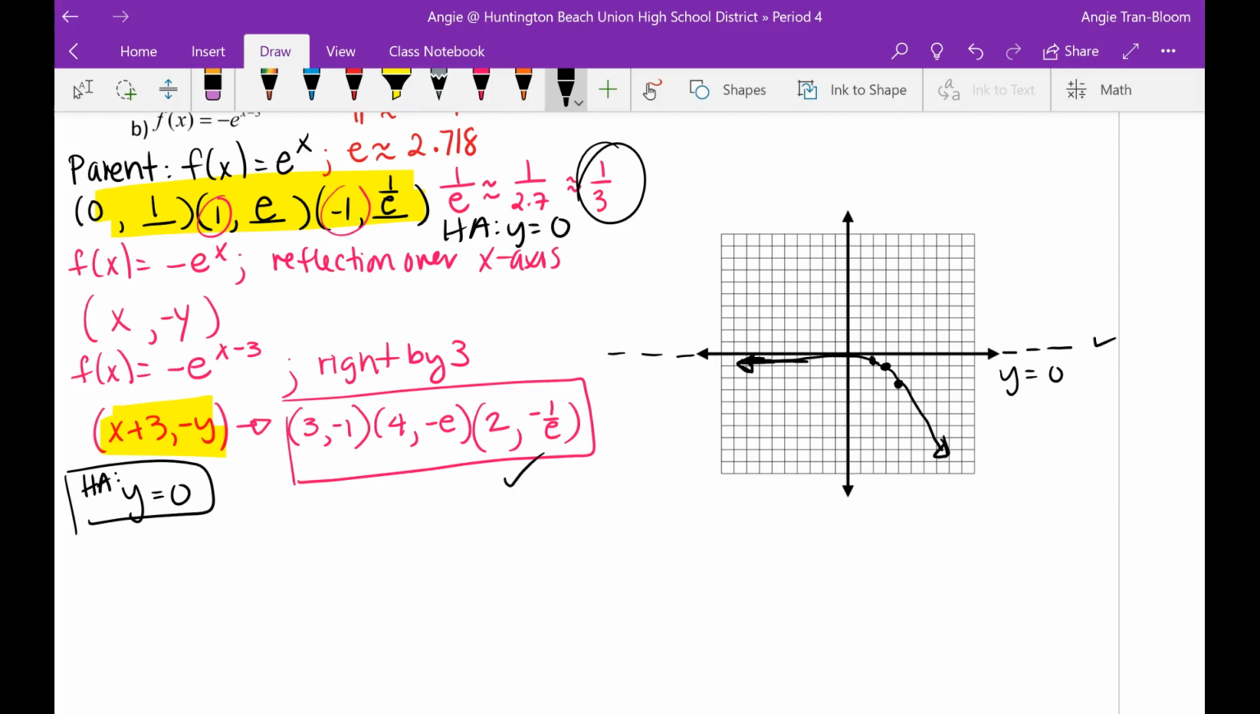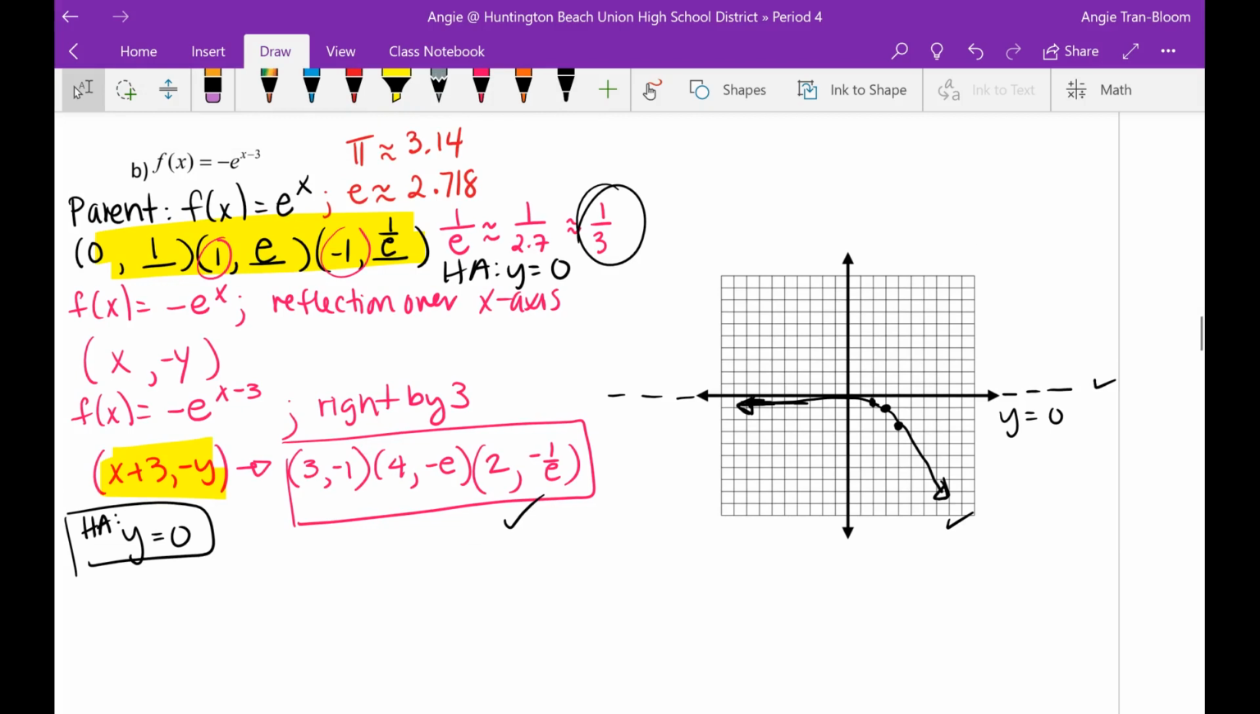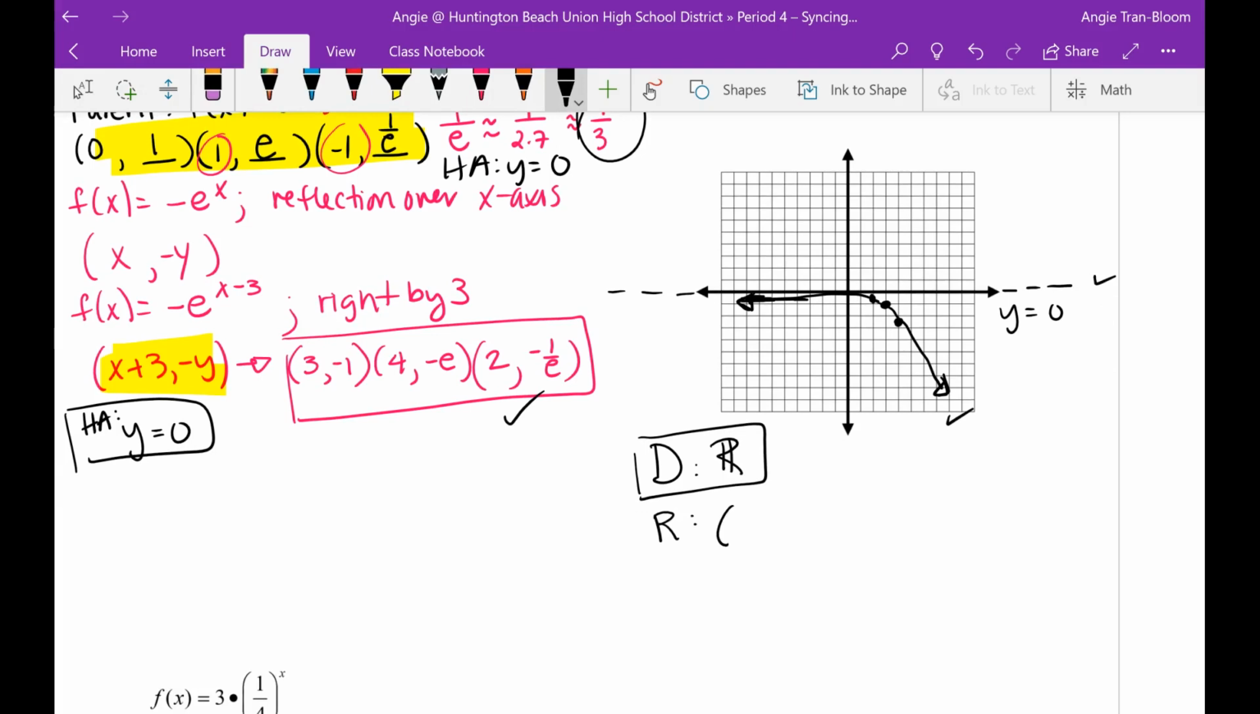You have the asymptote, you have the graph. You're now asked to find the domain and range. The domain of any exponential function is always all real. The range is interesting. It's going to be from negative infinity to 0 since we reflected it over the x-axis. Okay.